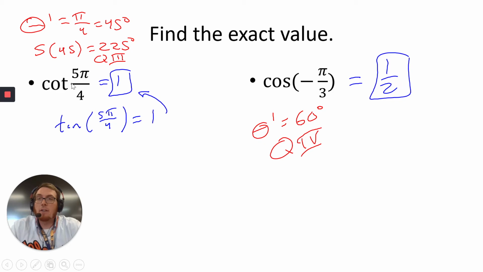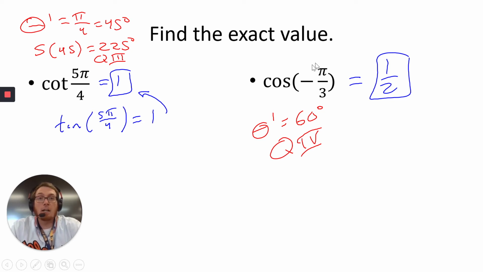Cosine of 5 pi over 4, remember pi over 4 is a 45-degree angle. 5 times that would be 225, so my answer is in quadrant 3. The nice thing about 45-degree angles is that sine and cosine are similar, and so are tangent and cotangent. So it's 1, and you flip it, it's still 1. Positive because you're in quadrant 3.